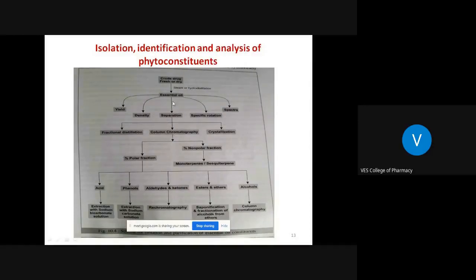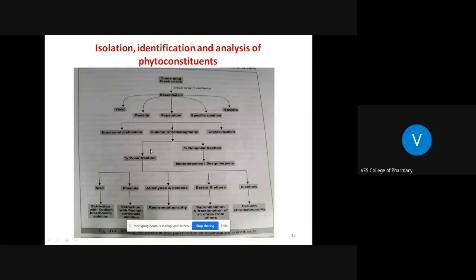Now, the separation of volatile oil can be carried out by three methods. One is fractional distillation, second is column chromatography, and third is crystallization. Column chromatography is one of the most widely used methods for carrying out the separation of the volatile oil. Any volatile oil contains two fractions, a polar fraction and a non-polar fraction. Usually, plant material containing volatile oil contains a high percentage of non-polar fraction. If they contain non-polar fraction, usually these are monoterpenes and sesquiterpenes.